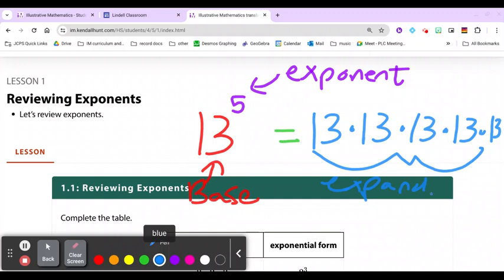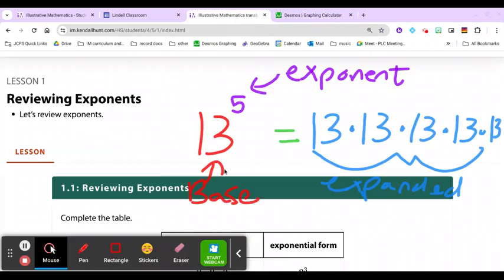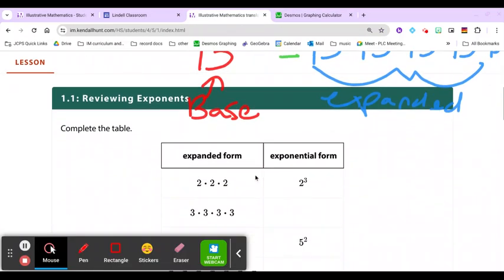And that is where we write 13 to the 5th power as 13 times 13 times 13 times 13 times 13. The actual value of this exponent is 371,293, and you can see that whether I put it into the calculator in exponential form or in expanded form, I get the same answer. The number also gets really large really quickly when we have an exponent.